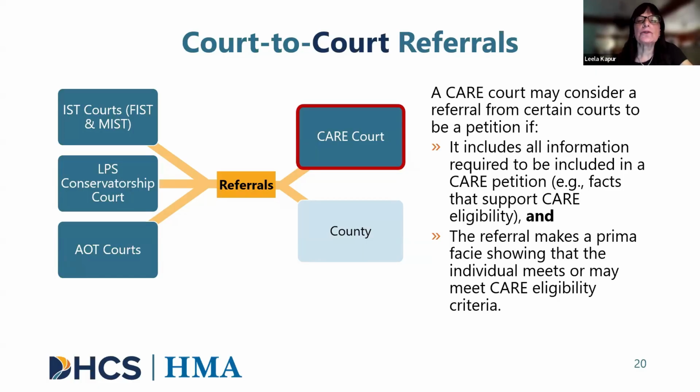When we talk about court-to-court referrals, we're talking about referrals that are coming out of certain specific courts. Specifically, referrals coming out of criminal courts, whether it is a criminal proceeding, a felony or a misdemeanor, in which the individual has been determined to be incompetent to stand trial. So these are called IST courts, the FIST courts for the felonies and the MIST courts for the misdemeanors. And these courts have a pathway under the CARE Act to make a care referral. And we're going to talk about that pathway in a second.